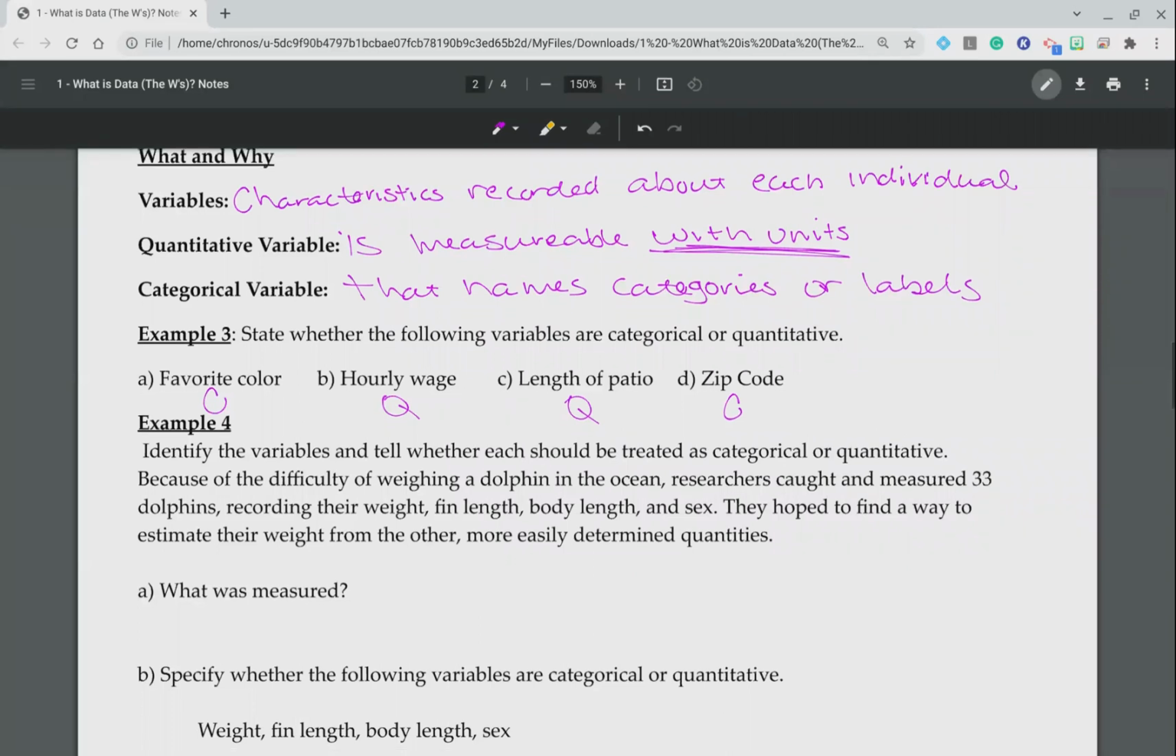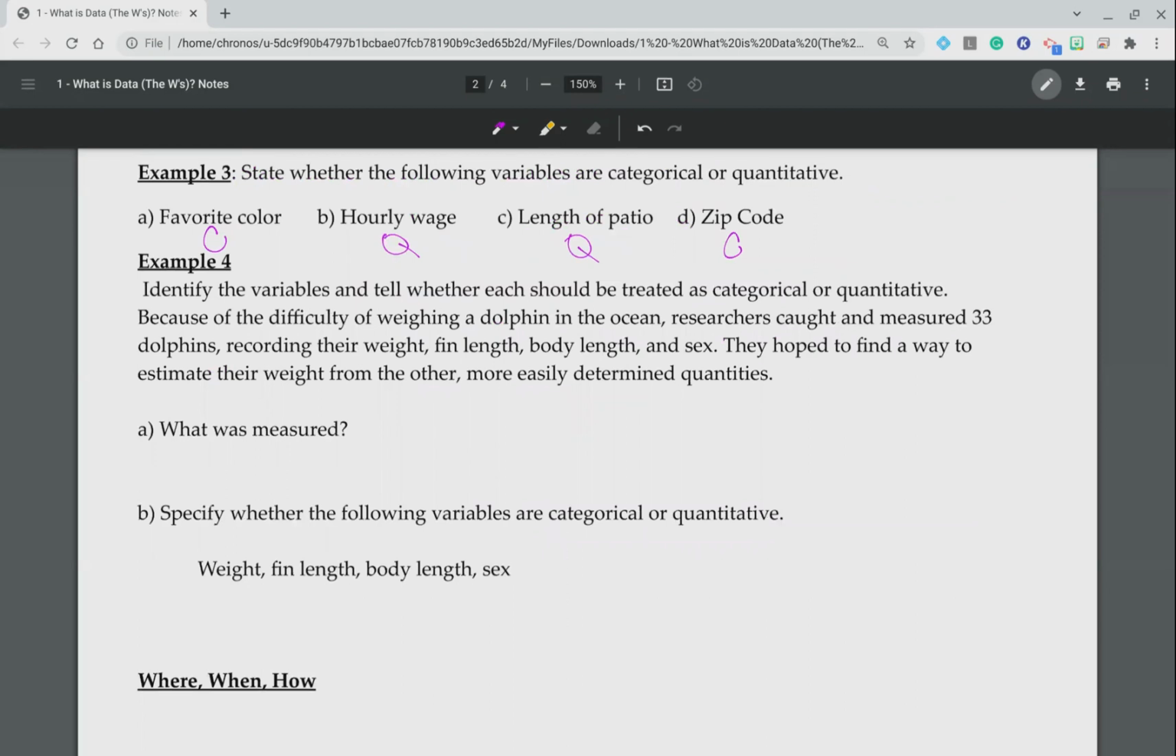Okay, example 4. Identify the variables and tell whether each should be treated as categorical or quantitative. Because of the difficulty of weighing a dolphin in the ocean, researchers caught and measured 33 dolphins, recording their weight, fin lengths, and sex. They hoped to find a way to estimate their weight from the other, more easily determined quantities. Okay, so what is being measured here?